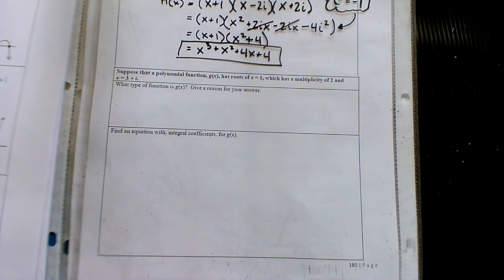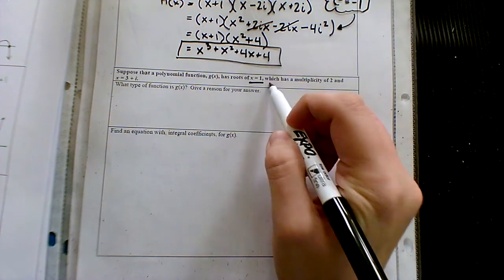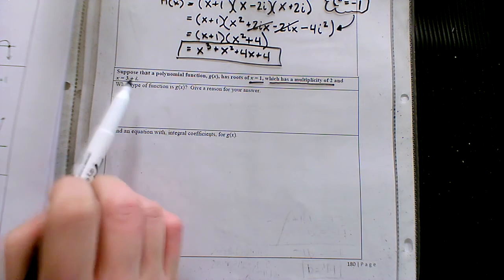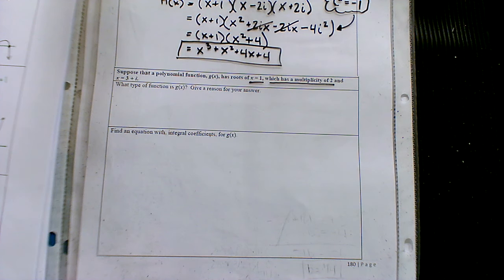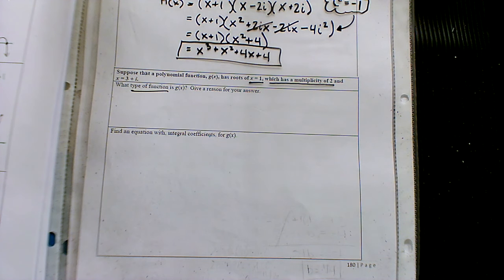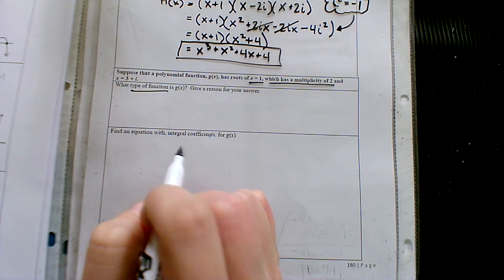All right, suppose that a polynomial function g of x has roots of x equals 1, which has a multiplicity of 2, and another root of 3 plus i. Can we think about what type of function this polynomial would be? Can we name it? What do you think, Lainey? Would it be quintuple? Why? Because it has a multiplicity of 2.